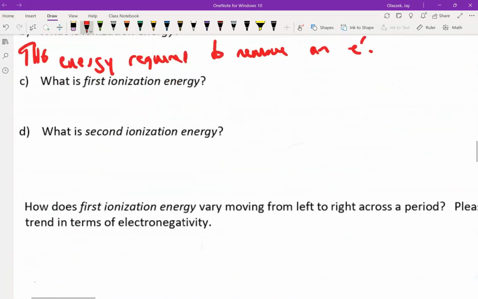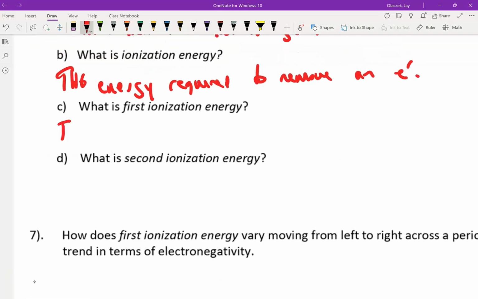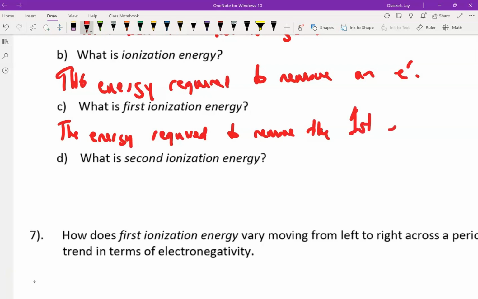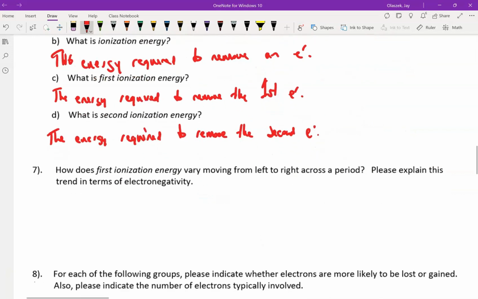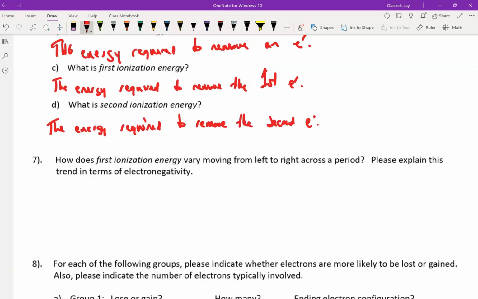So we'll say the first ionization energy is the energy required to remove the first electron. That makes the second ionization energy the energy required to remove the second electron. Well, it says here, how does first ionization energy vary moving from left to right?